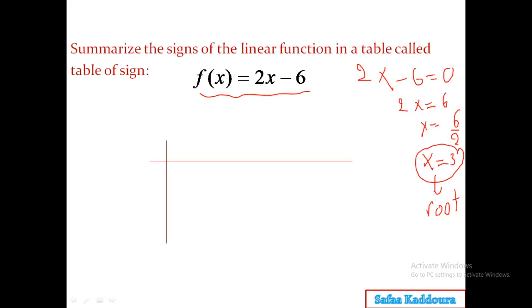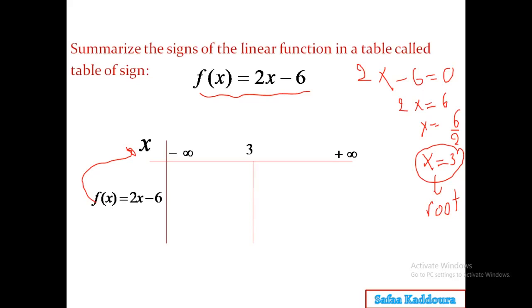This is the table. First, we write here the function f of x equals 2x minus 6. Then, here x, we find the sign of f of x according to the value of x. The value of x may be any number from minus infinity to plus infinity. But I have the root, which is 3.